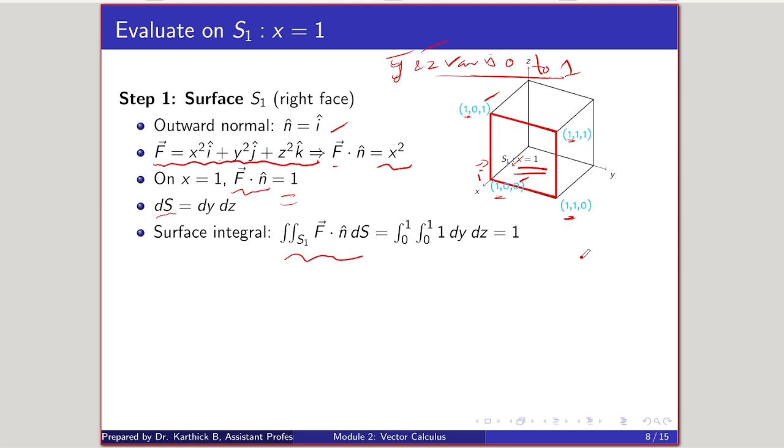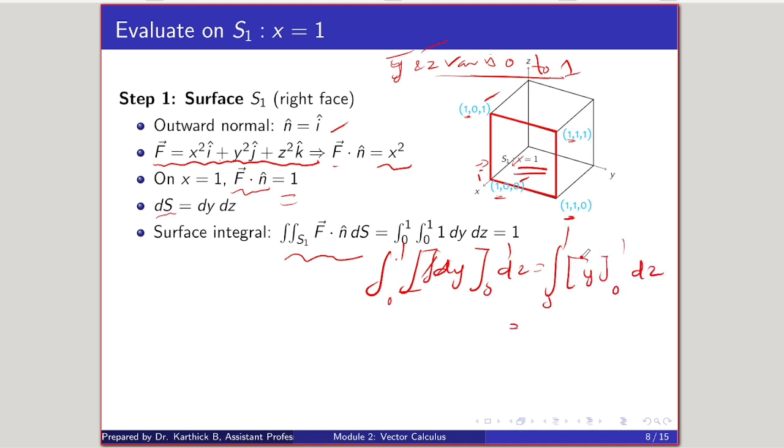On integrating this, how do we get 1? Simply I integrate 1 dy from 0 to 1. On integrating this, integration and differentiation will get cancelled. Then here it will be y from 0 to 1, then the integral from 0 to 1 of dz will be there. So z from 0 to 1, finally I will get 1. That's why we are getting 1.